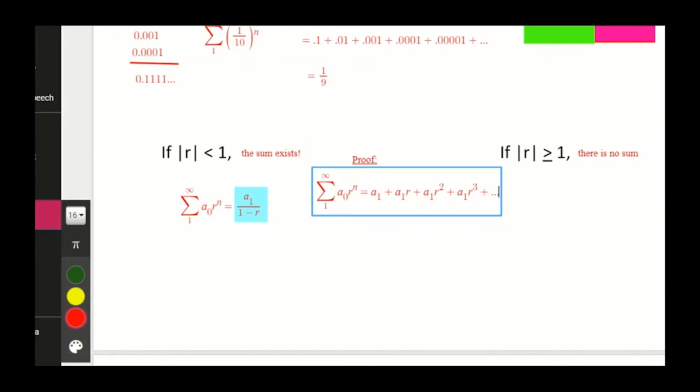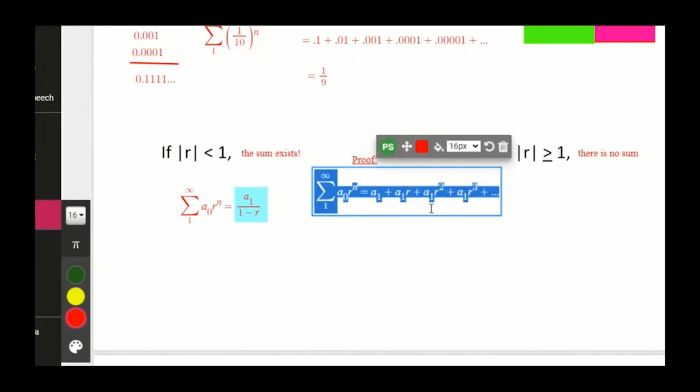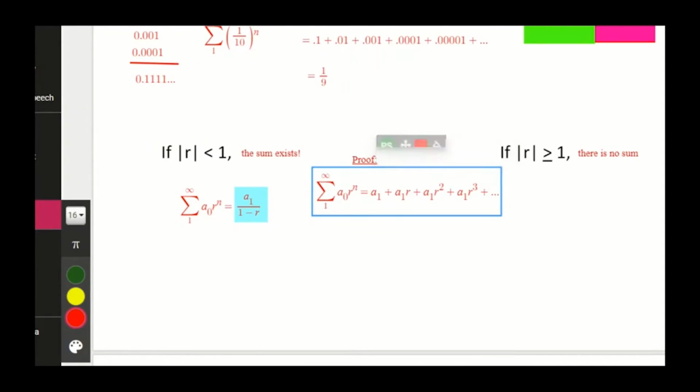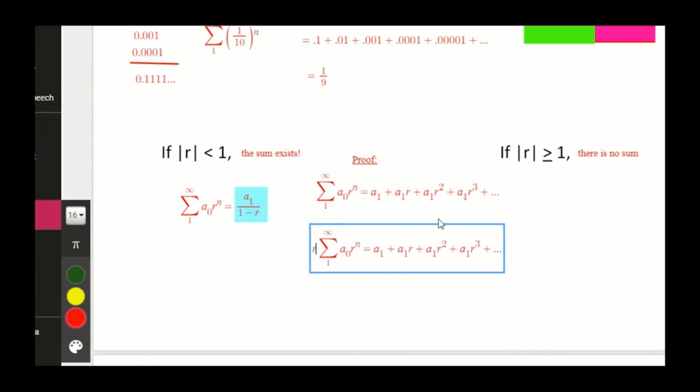What I can do is multiply both sides by r. This is not something I think you would expect to do, but I would multiply this by r. Then each one of these terms gets multiplied by r, so this becomes r squared, and so forth. So basically, I multiplied both sides by r, and I get this.